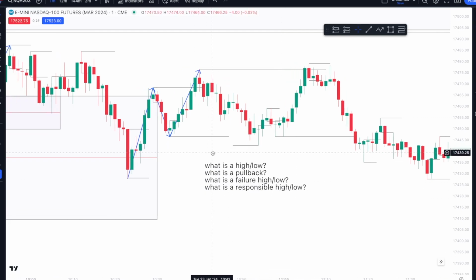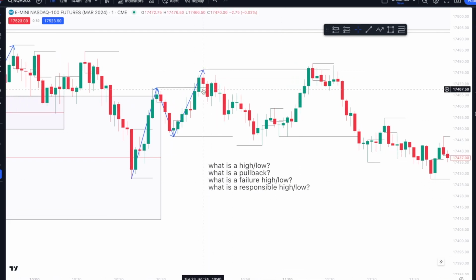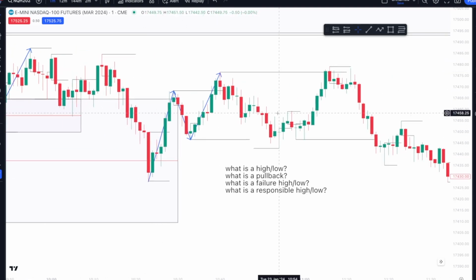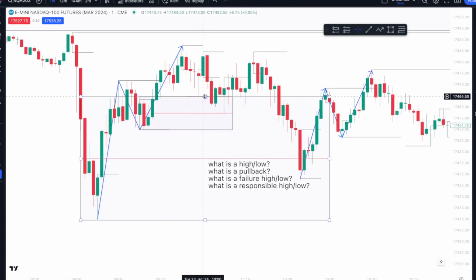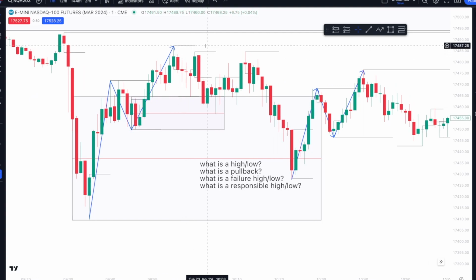A high or a low is only established once the highest point is closed below or the lowest point is closed above. A pullback is what occurs when we see a high get established on an uptrend by getting a closure below the highest point, or a low getting established on a downtrend by getting a candle closure above the candle that put in the lowest point. What is a failure high or low? A failure low is a low that is unsuccessful in causing the high that it came from to get run. A failure high is a high that is unsuccessful at causing price to run the low that it came from.